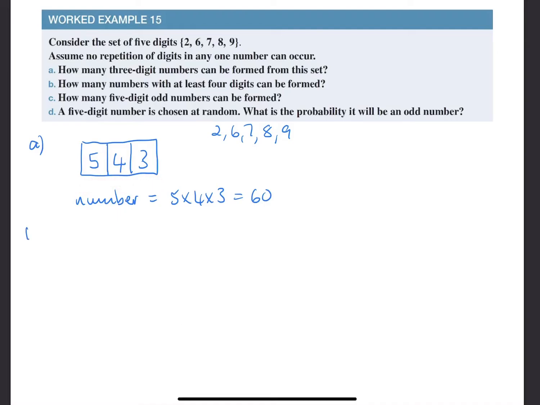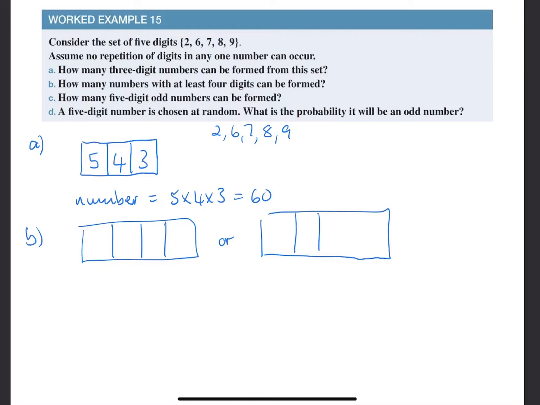For B, they ask us how many numbers with at least 4 digits can be formed. Now, to have at least 4 digits, I'm going to do the same box table. At least 4 digits means it can be 4 or it can be 5. And we're going to do the same principle as what we've done here.